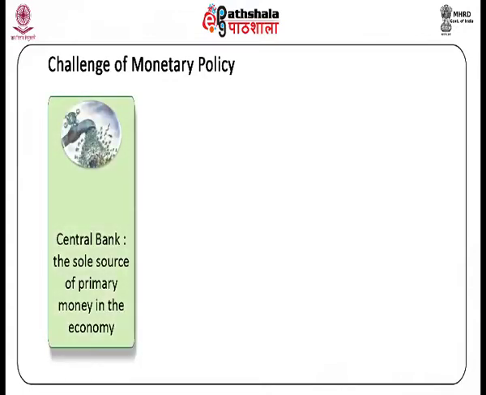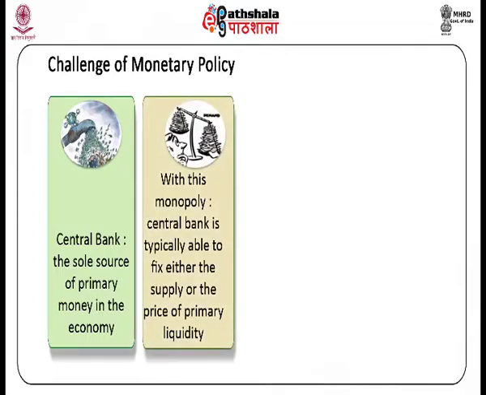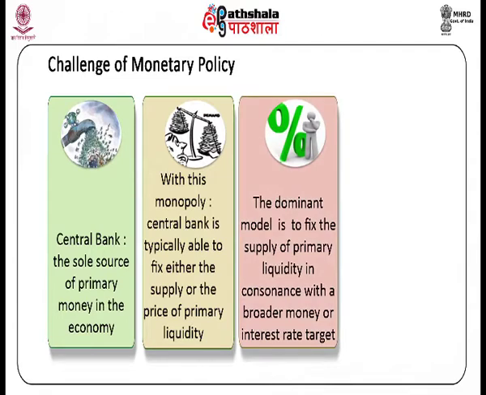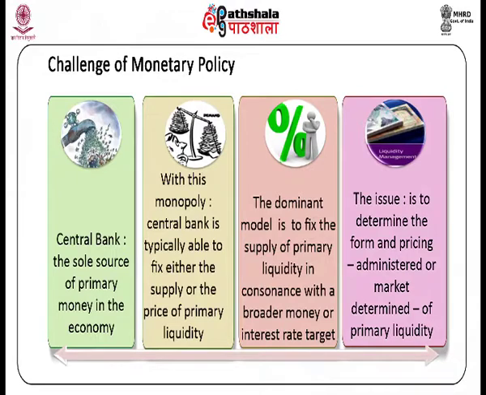The central bank's power to conduct monetary policy stems from the fact that it is the sole source of primary money in the economy. Given this monopoly, the central bank is typically able to fix either the supply or the price of primary liquidity. Sometimes it can even control both in relatively imperfect financial markets. The dominant model of monetary design is usually to fix the supply of primary liquidity in consonance with the broader money or interest rate target. The issue, then, is to determine the form and pricing, administered or market determined, of primary liquidity.